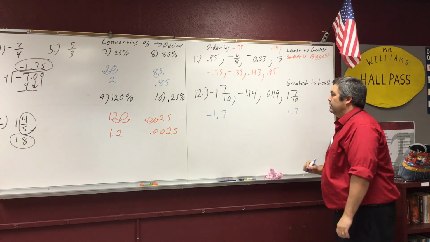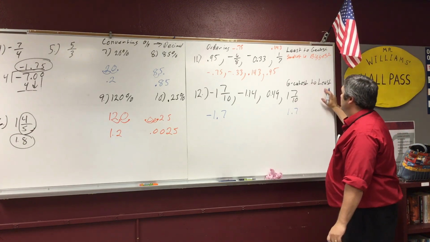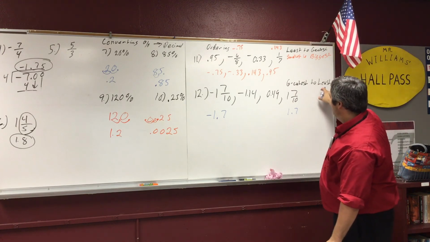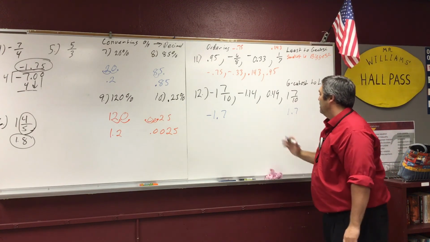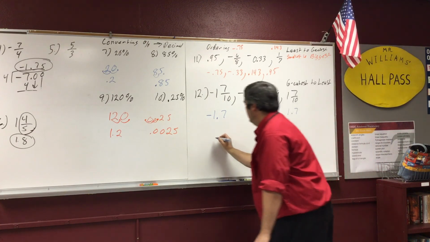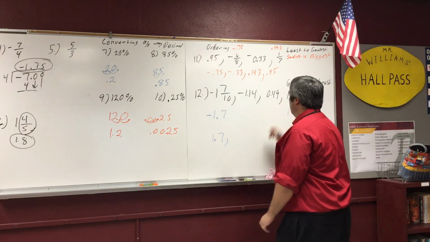So negative 1 7/10, so 7/10, 7 divided by 10, which you should know, but we'll do it anyway, 0.7. So negative 1.7. And then over here, I have 1 7/10, which should be the positive version of this. 1.7. Now I'm just going to go through and put them in order, biggest to smallest. And actually, when I rewrite this, it's going to be in order backwards. 1.7, 0.49.